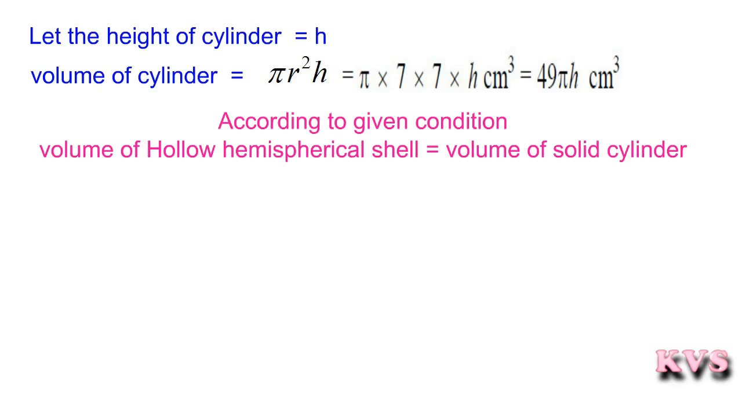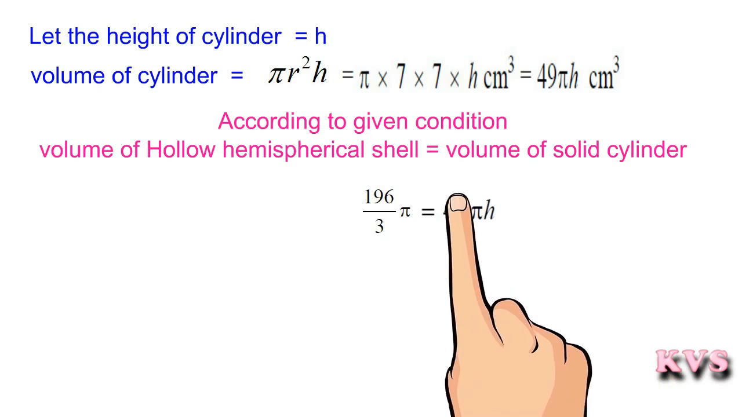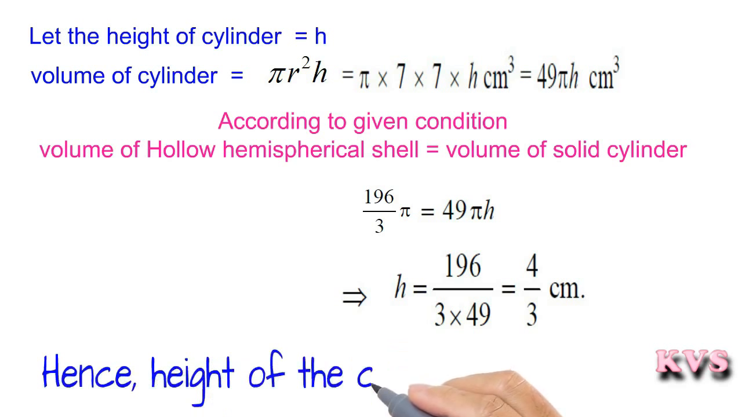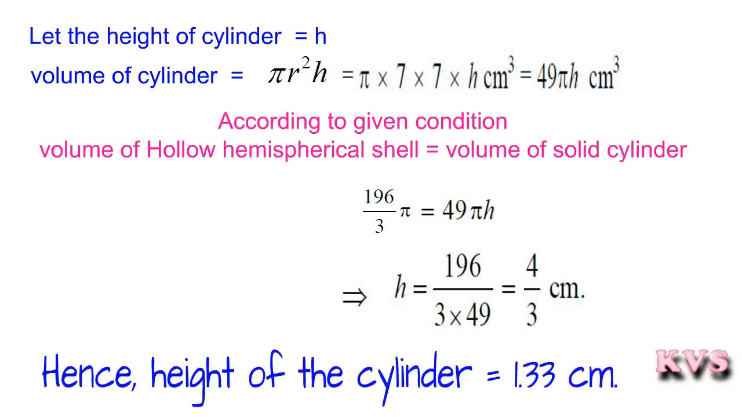We already calculated the volume of hollow hemispherical cell is equal to 196 by 3 into pi, which is equal to 49 pi h. Here 49 pi h is the volume of solid cylinder. By calculating this, h is equal to 196 by 3 into 49, which is equal to 4 by 3 centimeter. Hence, height of the cylinder is equal to 1.33 cm.